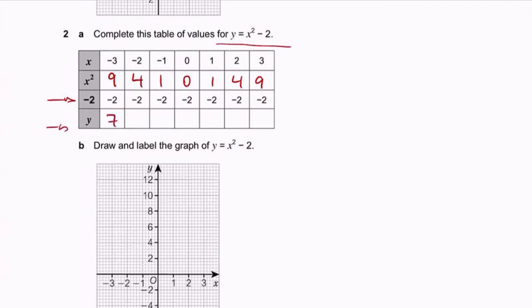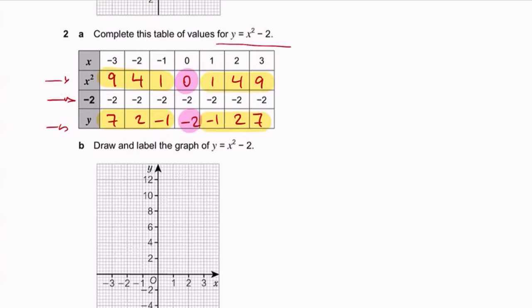So this will be 7, this will be 2, negative 1, negative 2. 1 minus 2 is minus 1, 4 minus 2 is 2, 9 minus 2 is 7. Now what happened? The x squared values 9, 4, 1 were symmetrical from here and from there, with 0 in between. It was completely symmetrical. Here also it is symmetrical, here and there, with negative 2 in between.